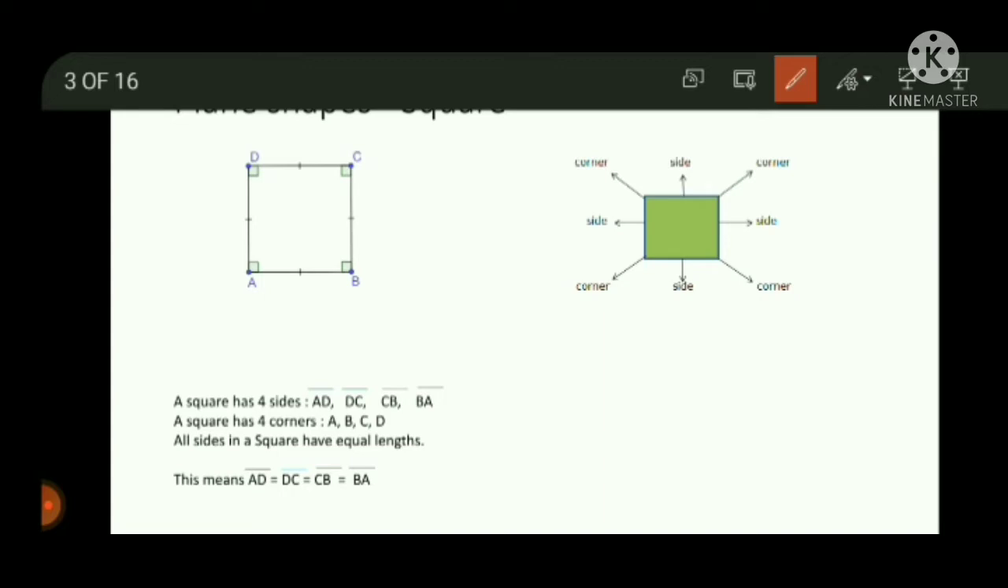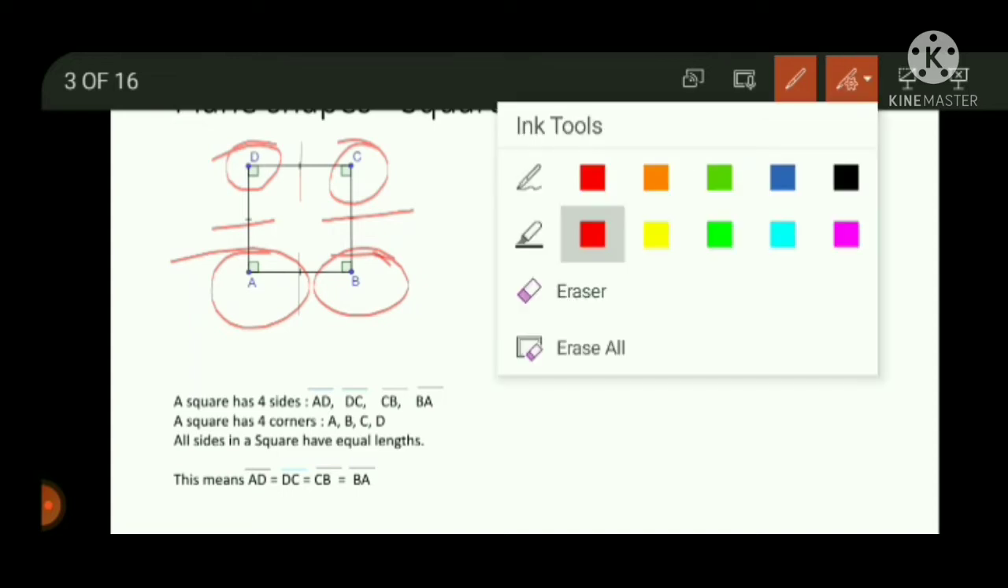So here, let us see what sides there are: DC, CB, BA and DA. As all the sides are equal, AD is equal to DC is equal to CB is equal to BA. And the corners are D, C, B and A. So these are the 4 corners of a square.